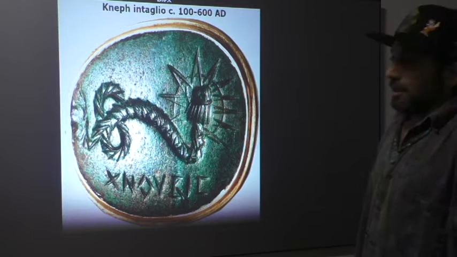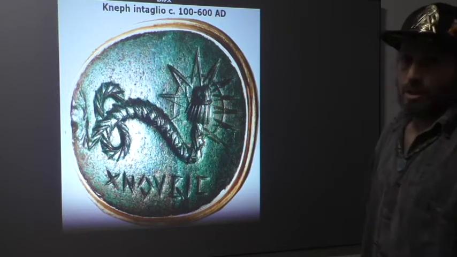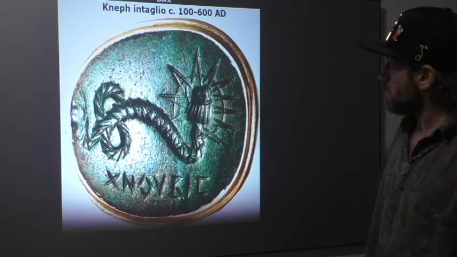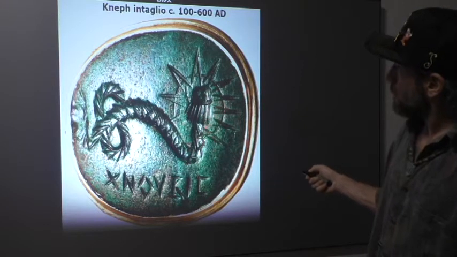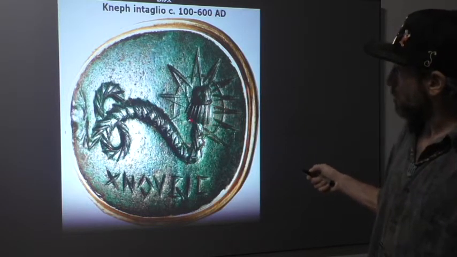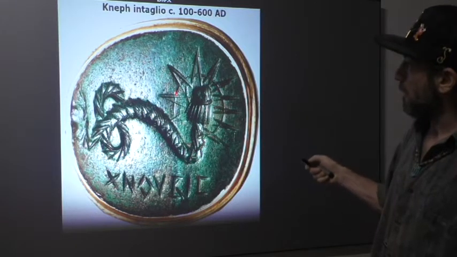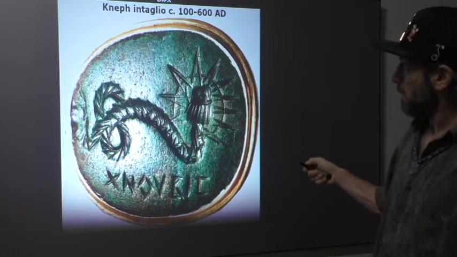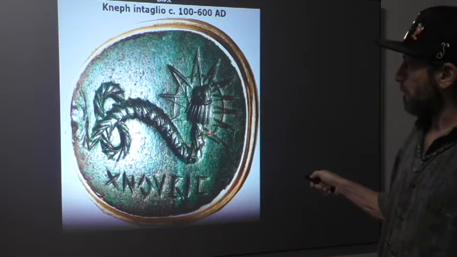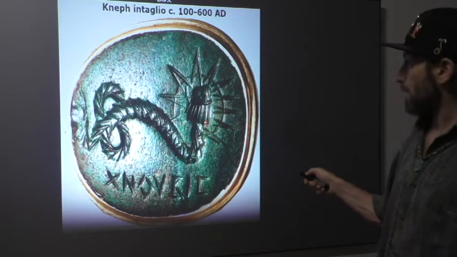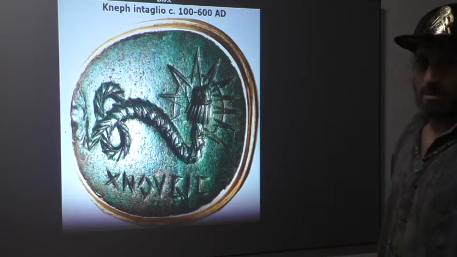And this is definitely Kneph right here from 100 to 600 AD. I really like this one a lot. This shows the serpent right here with the mushroom cap head, and also the enlightenment right here, the halo all around the head. So that's the enlightened serpent, but showing the enlightened serpent as a mushroom as well.